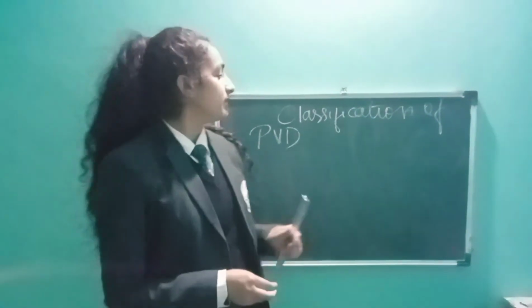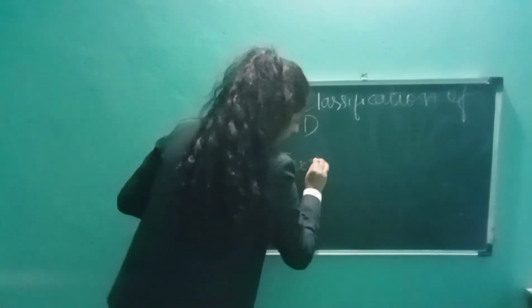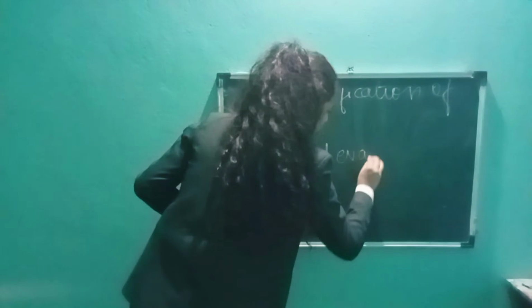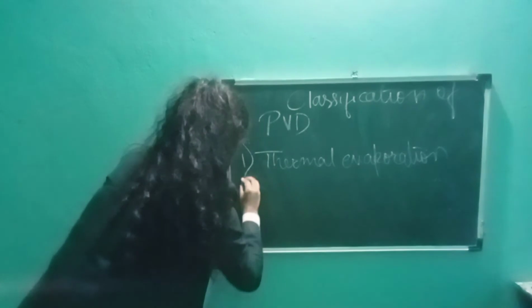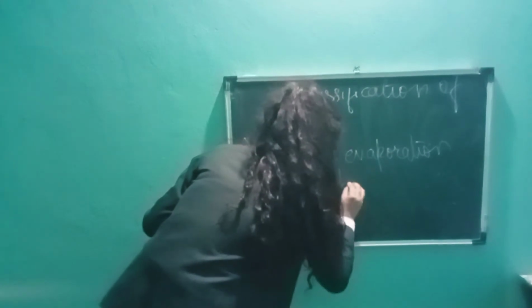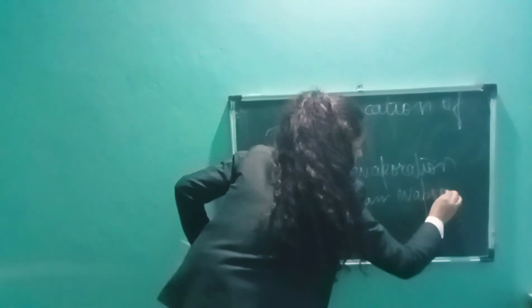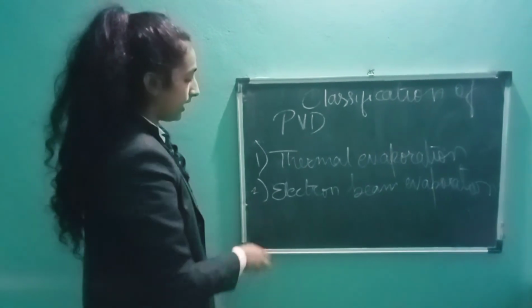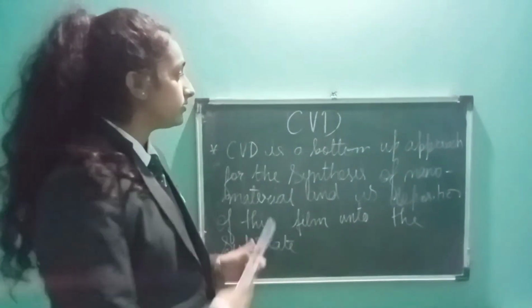Now let's just see the gist about the classification of PVD. Number one is our thermal evaporation, and number two is our electron beam evaporation. Now let's learn about CVD.